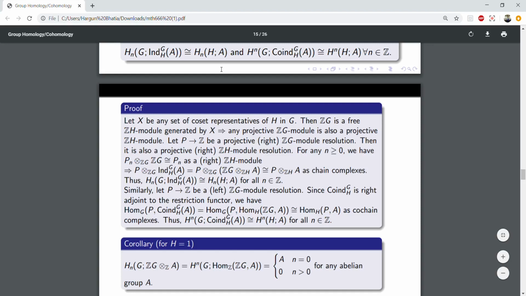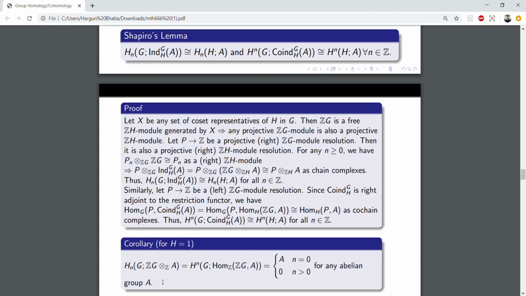So that tells you that the nth homology of G of this co-induced module, which is Hom_ZH(ZG, A), where ZH is nothing but Z, is nothing but A if n is 0 and 0 if n is bigger than 0, for any H-module which is an abelian group, so any abelian group A.